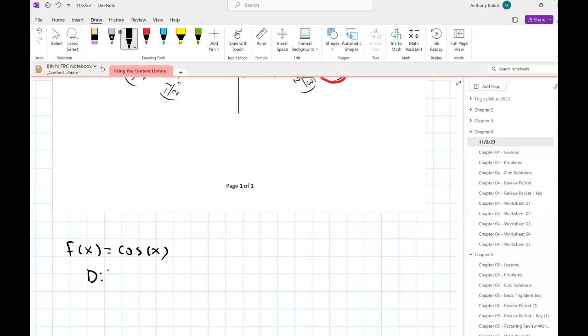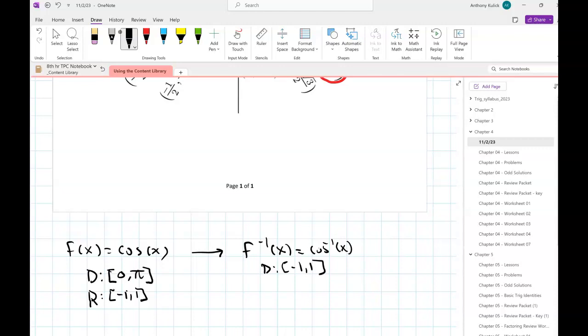So for cosine, to make this work, we're going to restrict the domain to 0 to pi. But our range is still going to be negative 1 to 1. Its inverse function then, cosine inverse, its domain is going to be negative 1 to 1. But its range now is going to be 0 to pi.